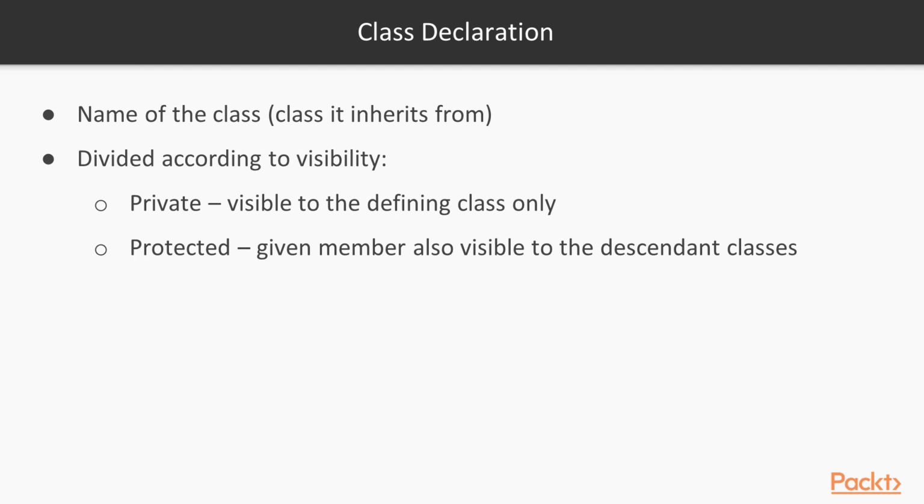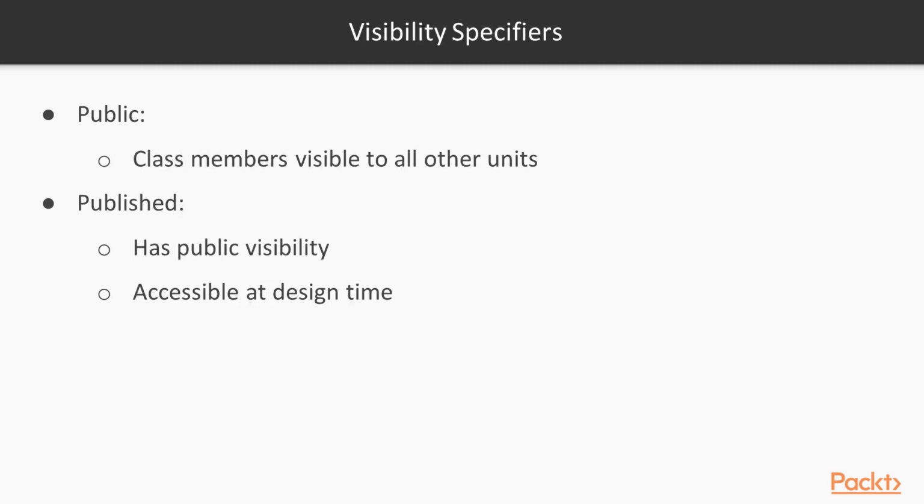Different class members can be private, then they are visible to the defining class only. It is also possible to have members defined as protected. This means that a given member, variable field, constant, or a method is also visible to the descendant classes. The two other important visibility specifiers are public and published. The first one means that the class members are visible to all the other units in the project. Published has public visibility, but additionally published class members are also accessible at design time in the IDE.